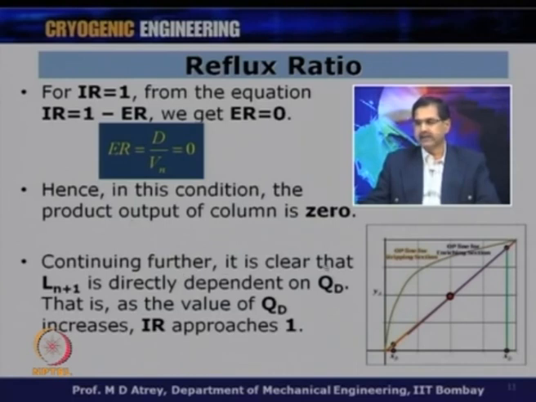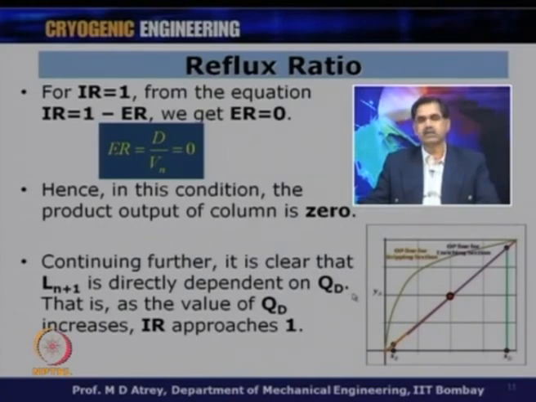Continuing further, it is clear that Ln plus 1 is directly dependent on QD. How are you getting Ln plus 1? How do you get liquid? The liquid is coming because of condensation. And how does condensation happen? This is because of the cooling effect QD that is available at low temperature at the top. Now, you see, the most important cost of this column is going to be associated with this refrigeration effect or the cooling effect QD at a particular temperature.